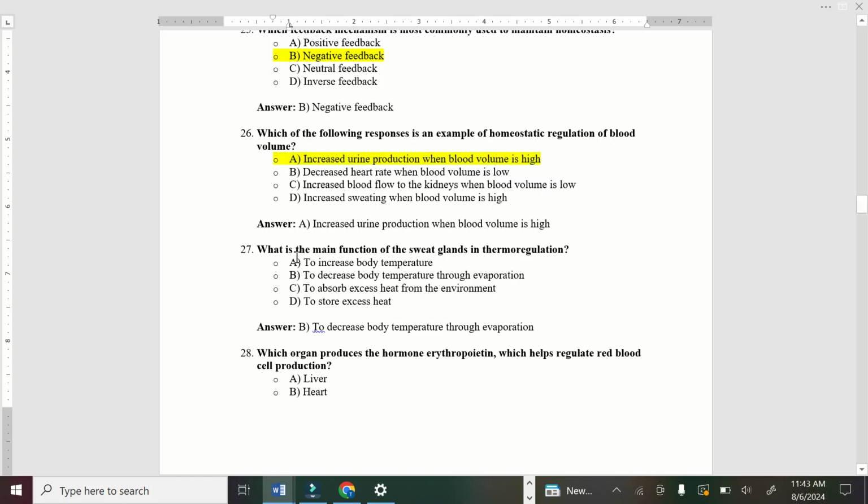The next MCQ is: what is the main function of the sweat gland in thermoregulation? A. To increase body temperature. B. To decrease body temperature through evaporation. C. To absorb excess heat from the environment. And D. To store excess heat. So the correct option is B. To decrease body temperature through evaporation.